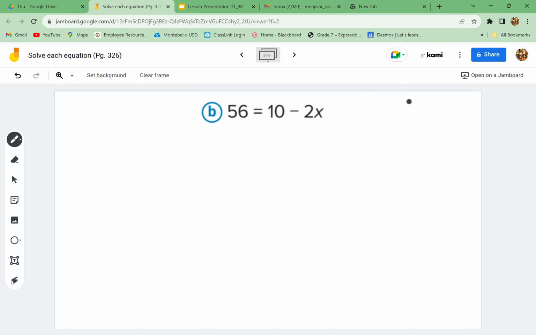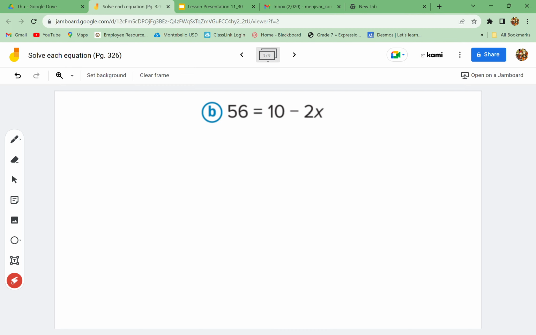Alright, so here's the next example. Notice that the x now is on the right side. Here's your x term, and here's the other term that's a 10, and then you have 56. Again, our goal is to leave x on its own, so we want to get rid of this minus 2 and this positive 10.